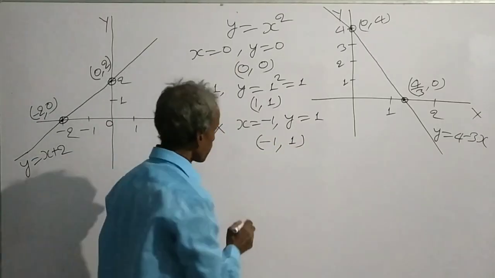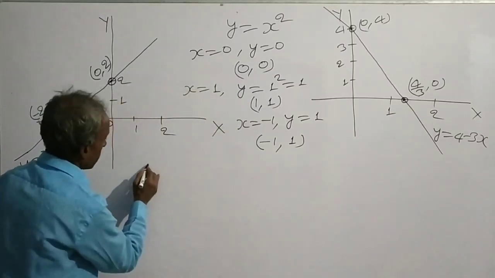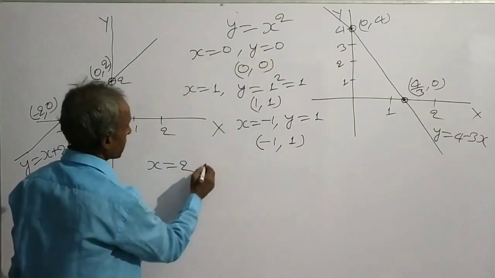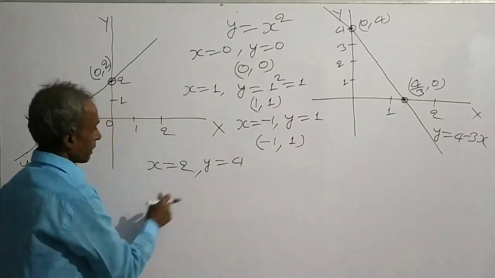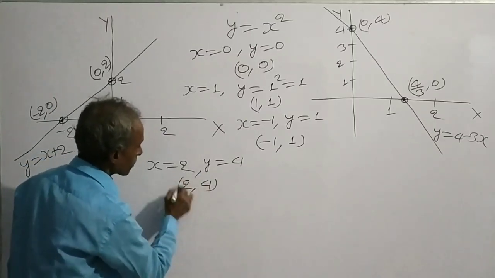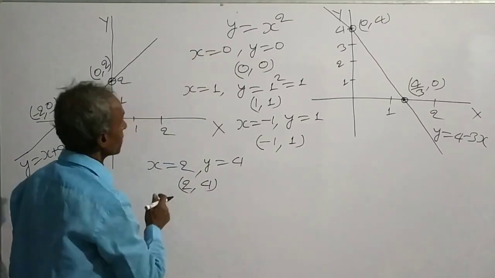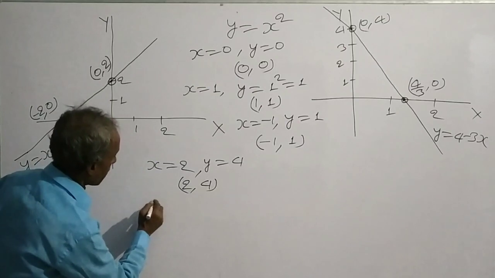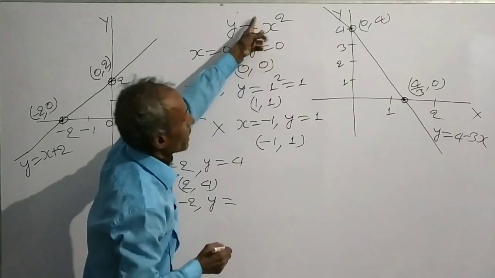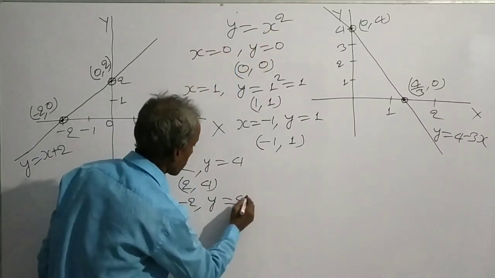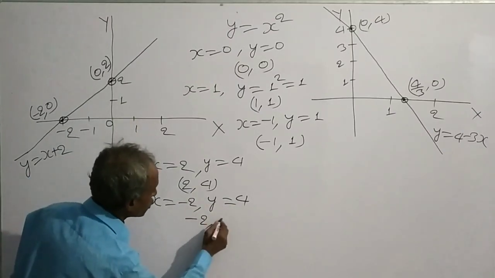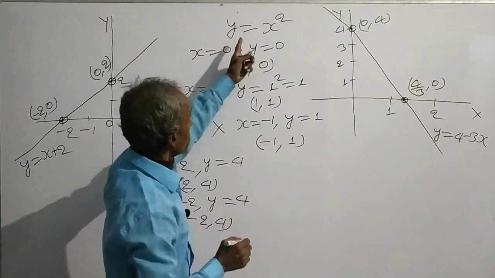When we put 2 in place of x, we get y is equal to 4. Therefore, x coordinate 2, y coordinate 4. 2, 4 will be a point lying on this graph. When we put x is equal to minus 2, we get y is equal to minus 2 square, that means plus 4. Therefore, there will be a point minus 2, 4 on this curve.